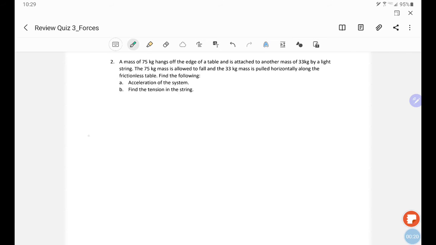So let's draw our picture. Here's the pulley. Here's the mass on the table. This is our 33 kilogram mass. And then we have attached to that 75 kilograms.